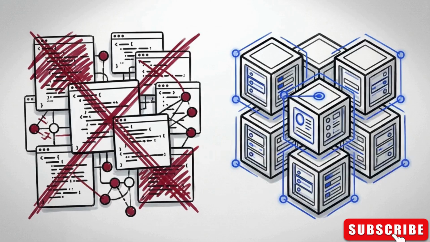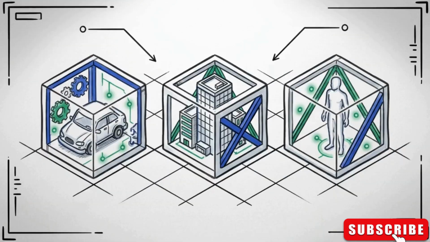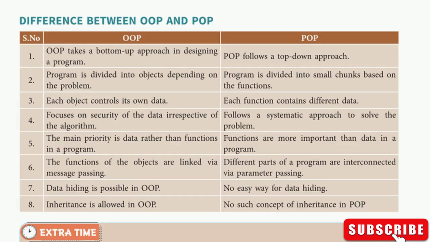Because procedural systems cannot guarantee data security as they grow in complexity, developers required a new way to architect software. Object-oriented programming addresses these vulnerabilities by modeling software around real-world entities. This shifts the focus from a sequence of functions to the objects themselves. This comparison table highlights how the two methodologies differ in their treatment of data and security. Look at row 3, which states that each object controls its own data. Row 6 confirms that these objects interact exclusively through method calls and message paths.